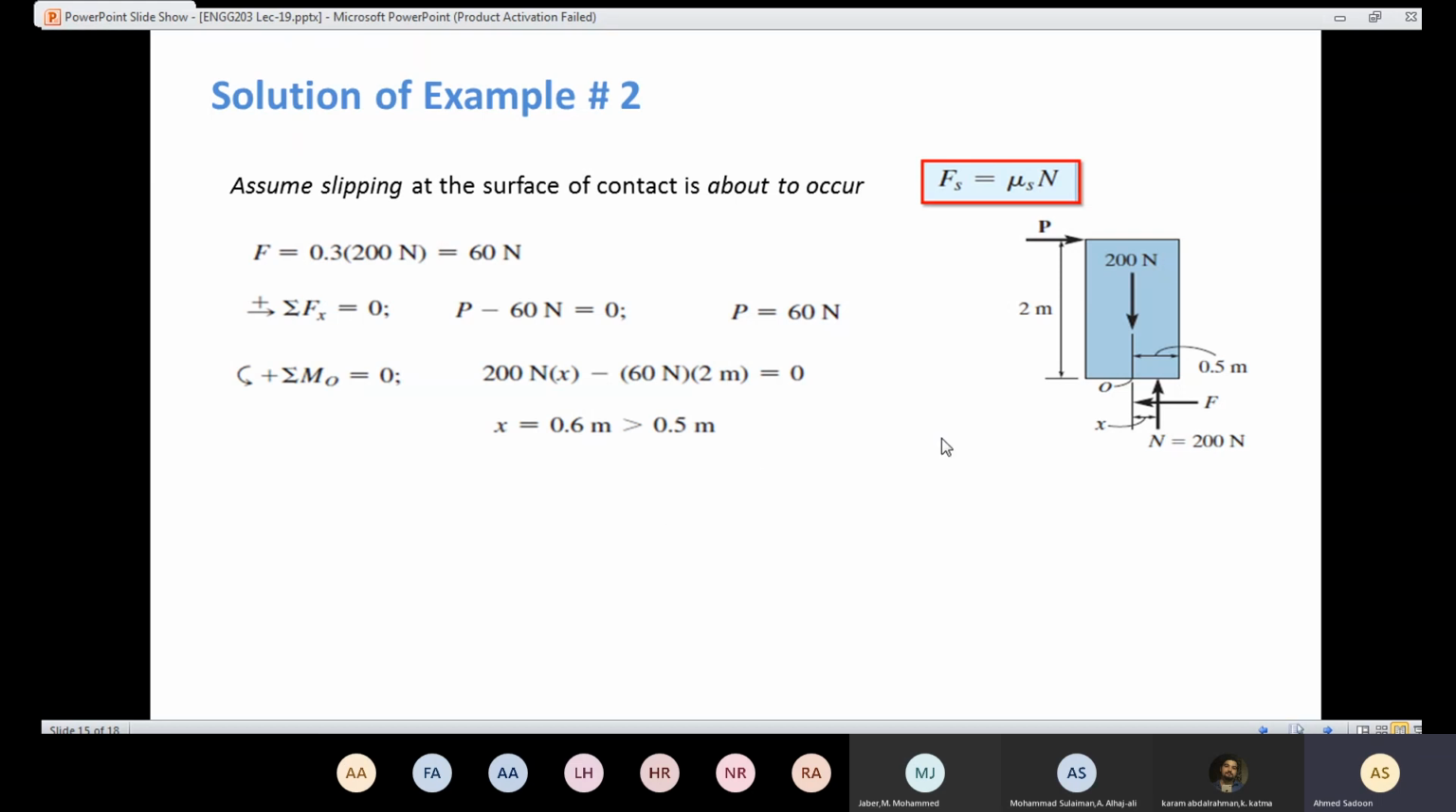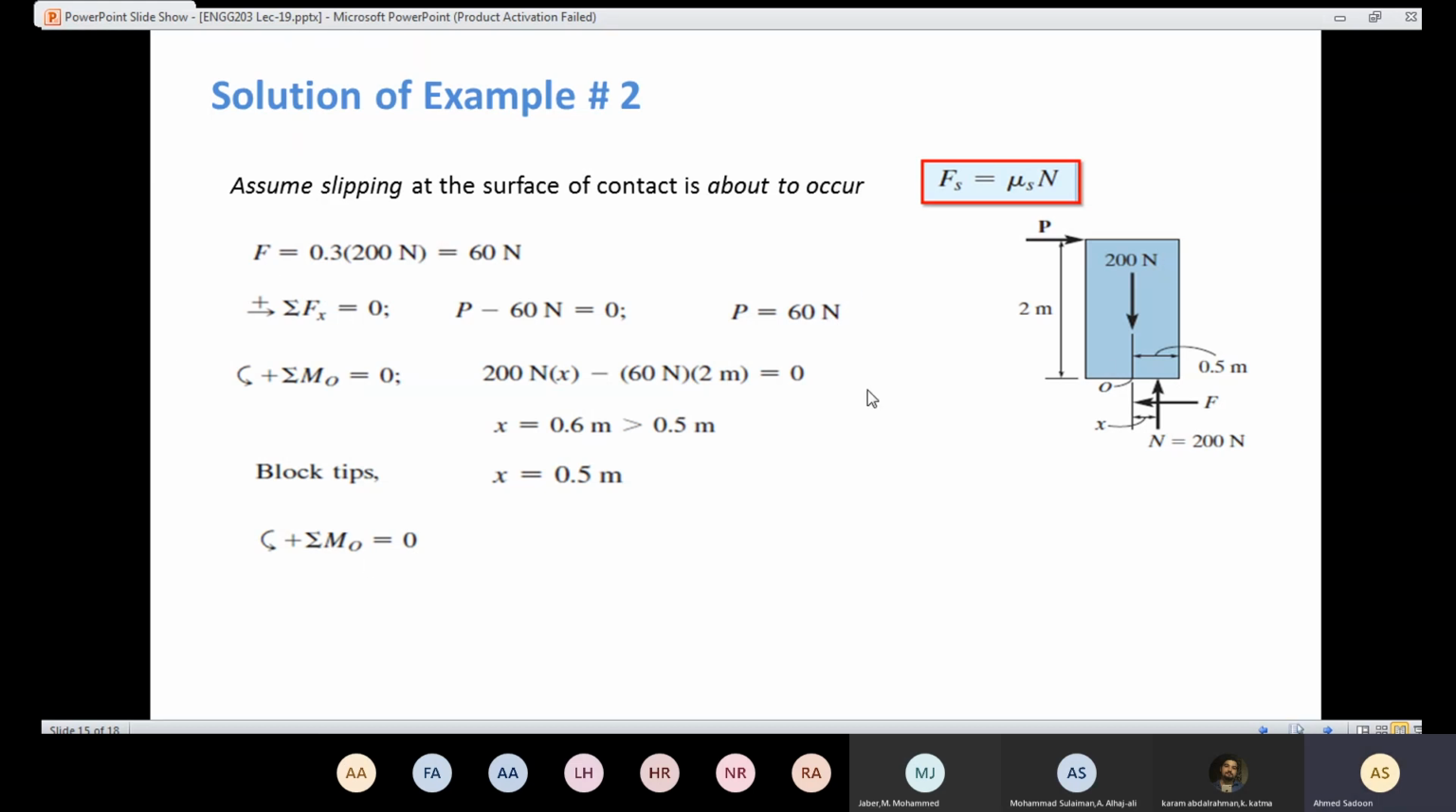And for the tipping to take place, the value of x should be 0.5. So I'm going to cancel all of this here. I'm going to assume that the value of x is 0.5, which means that the box is about to turn over. Then I'm going to take the moment about the point O. Now I don't know the value of P. Here, yes, I assumed the sliding and I got a value of P. Now I'm going to cancel all of this.